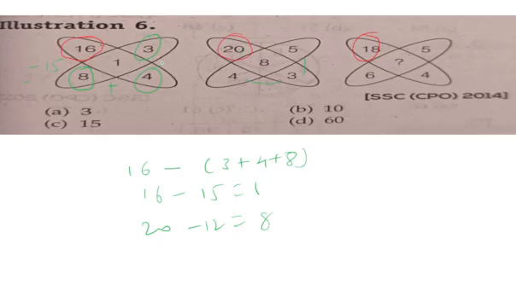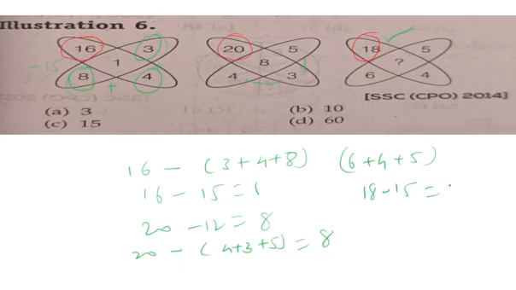So here, we are adding this side, meaning 20 minus 4 plus 3 plus 5 equals 8. Similarly, 6 plus 4 plus 5 is 15 and 18 minus 15 is 3. So we will go with the first option, A. 3 is the answer for this puzzle.